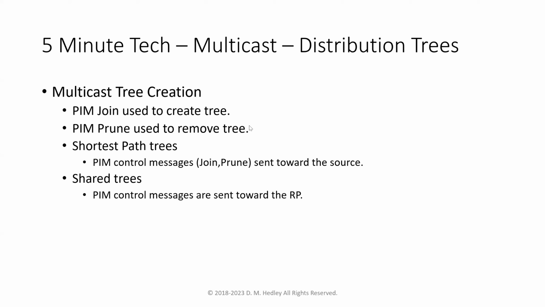How it gets created: PIM joins are what get us hop to hop to hop. A prune is used to remove the tree. In the shortest path trees, the PIM control messages are sent towards the source. So I have a new receiver. The sender doesn't know I exist. So it's that last hop router that's trying to work its way hop by hop, using the unicast route table, to get to the source. In a shared tree, the control messages are sent towards the RP.